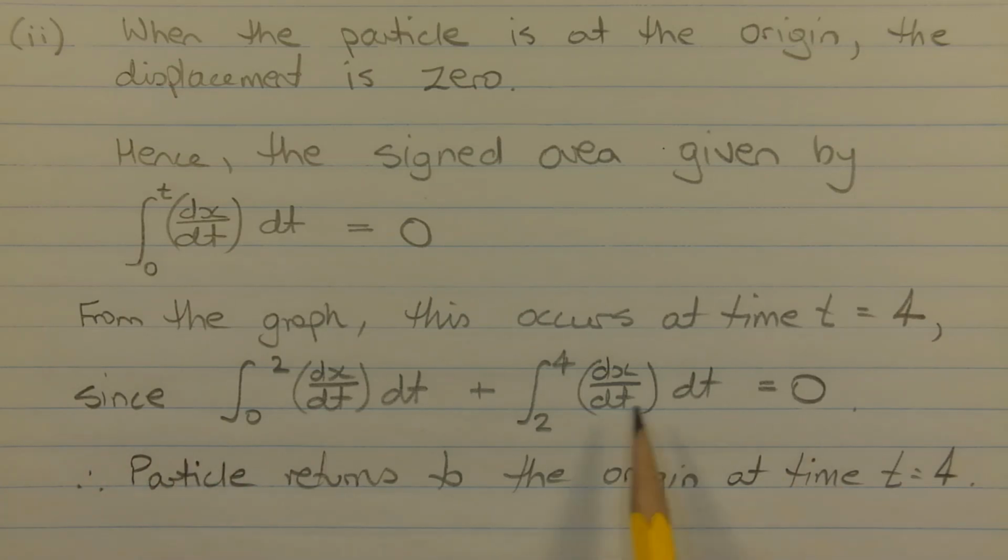And I've written that here using integrals. Since the integral of the velocity from t equals 0 to t equals 2 plus the integral of the velocity from t equals 2 to t equals 4 equals 0, therefore the particle returns to the origin at time t equals 4.